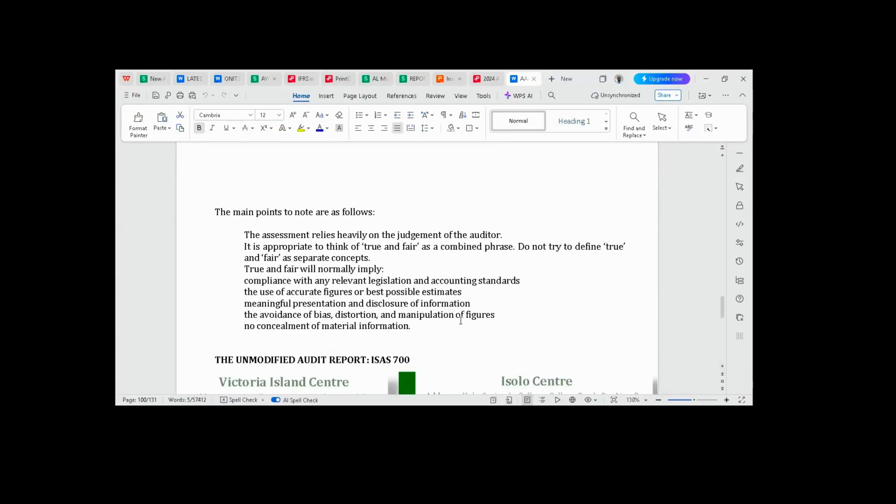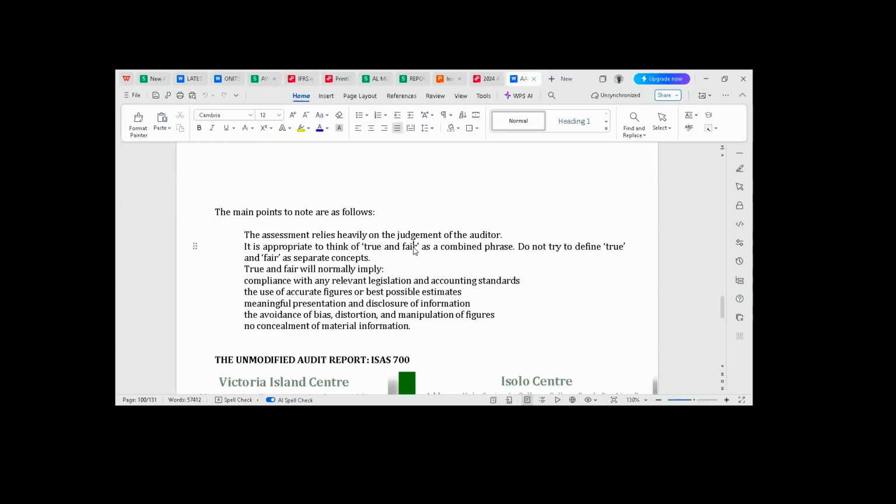Now, if you are very conversant with the auditor's report, you will agree with me that there is a phrase that is common with every auditor's report, and that phrase is true and fair view. I said that you cannot divide this phrase. You cannot say let's interpret fair separately, let's interpret true separately. You have to know it as a phrase, which is true and fair view.